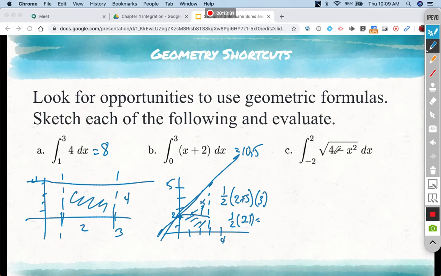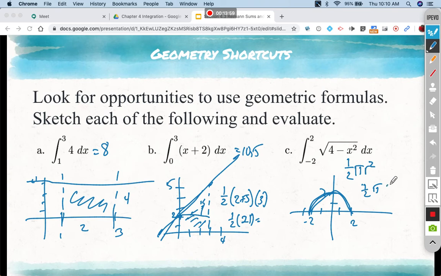You look at this one, square root of 4 minus x squared. That's a semicircle. That looks like that. So we can just go area of a circle is pi r squared, and we're doing 1/2 of it. So when your radius is 2, so that's 1/2 times pi times 2 squared equals 2 pi.